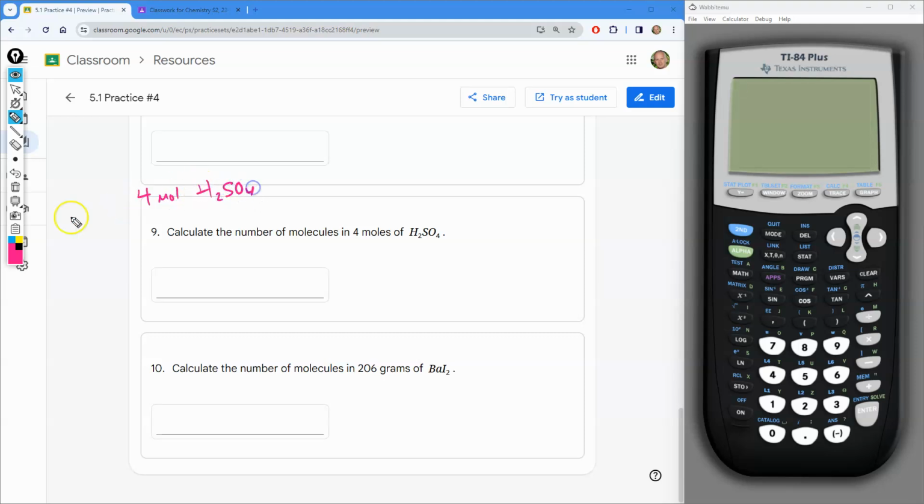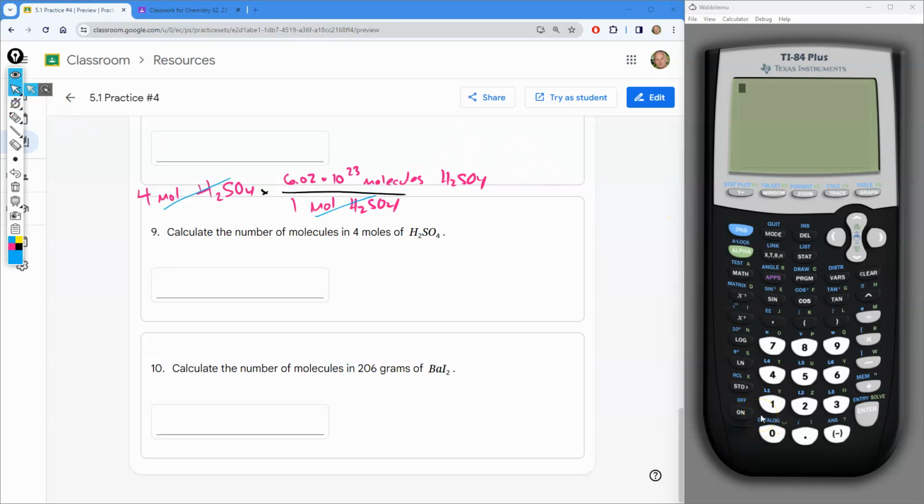H2SO4, and for every 1 mole of H2SO4, we need Avogadro's number, which is 6.02 times 10 to the 23rd molecules of H2SO4. Okay, so moles are going to cancel out down here.